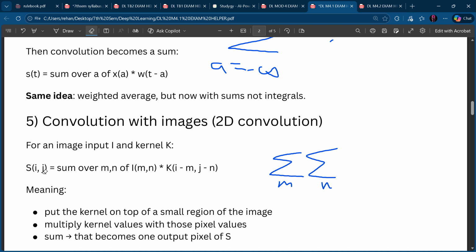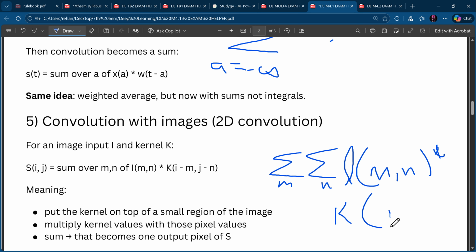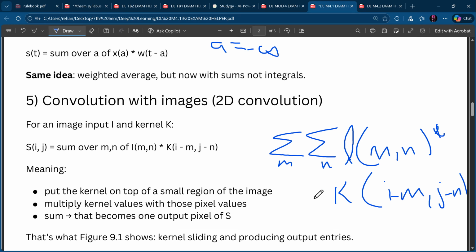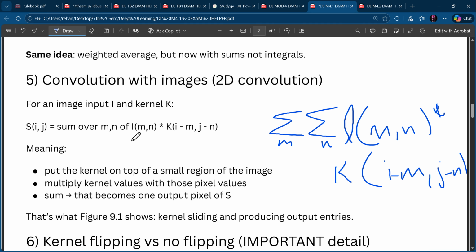Let us just erase that because it's not very neat. So m, n is there. What you have to do, very simple to remember, write L, then in the bracket you have to write m comma n multiplied by k of i minus m comma j minus n. So it's very simple to remember.